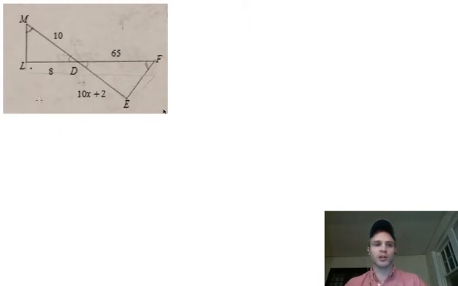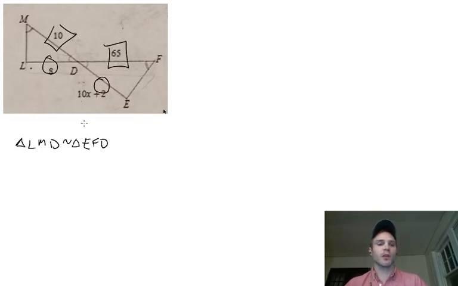So we have two similar triangles here. And we can say that triangle LMD is similar to triangle EFD, okay? So that means this side corresponds to this side, and this side corresponds to this side. Now we can make a relationship. So we can say 10x plus 2 over 65, so the ratio of these sides, is equal to the ratio of these sides. And so we get 8 over 10.